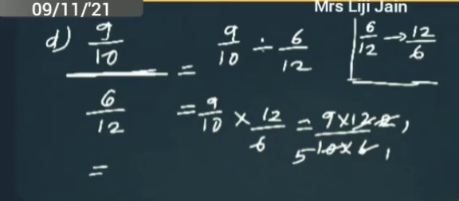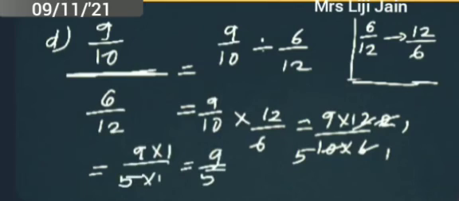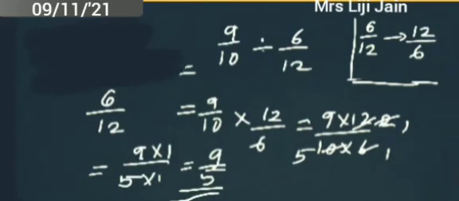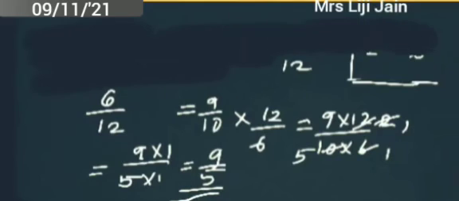Okay. So what remains? Yes, 9 into 1 by 5 into 1. 9 by 5 is the final answer. Now write down E. Please write down E.